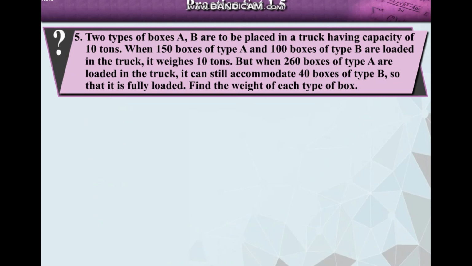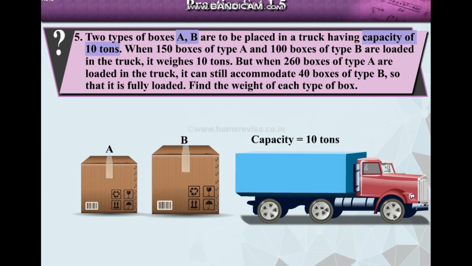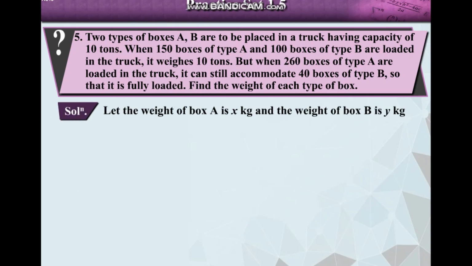5. Two types of boxes A and B are to be placed in a truck having a capacity of 10 tons. When 150 boxes of type A and 100 boxes of type B are loaded in the truck, it weighs 10 tons. But when 260 boxes of type A are loaded in the truck, it can still accommodate 40 boxes of type B, so that it is fully loaded. Find the weight of each type of box. Solution. Let the weight of box A be x kg and the weight of box B be y kg.